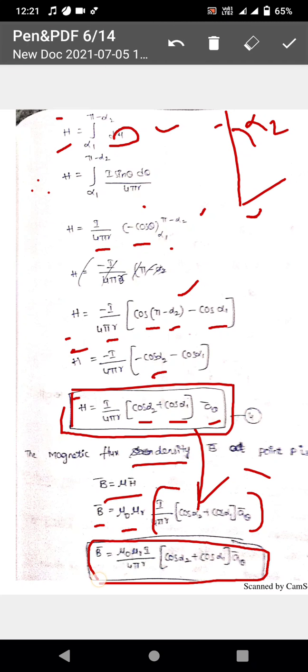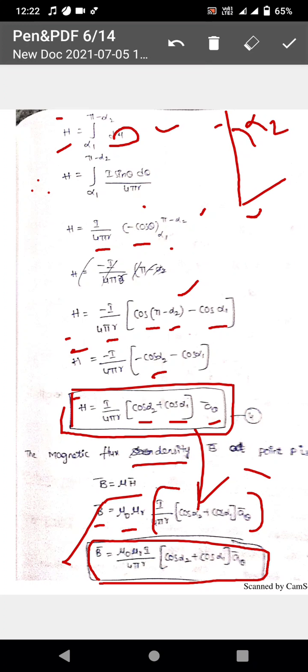In this manner they will ask the question: derive the magnetic flux density due to a conductor having finite length. This equation we have to derive. Do you understand this? It is a simple equation based on Biot-Savart law. Biot-Savart law is very important.